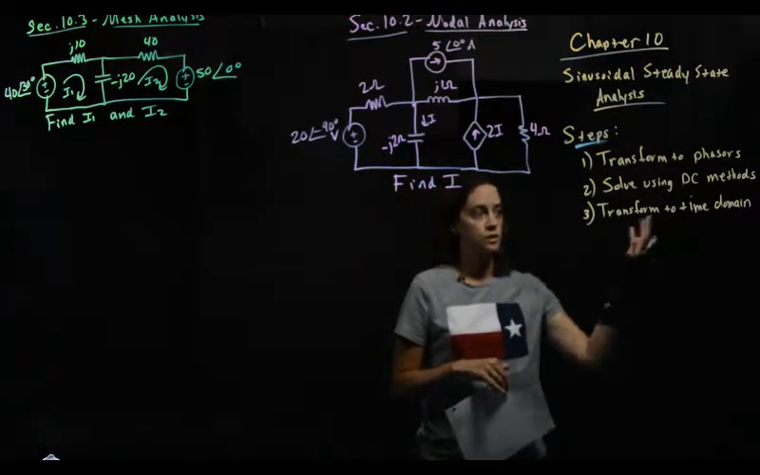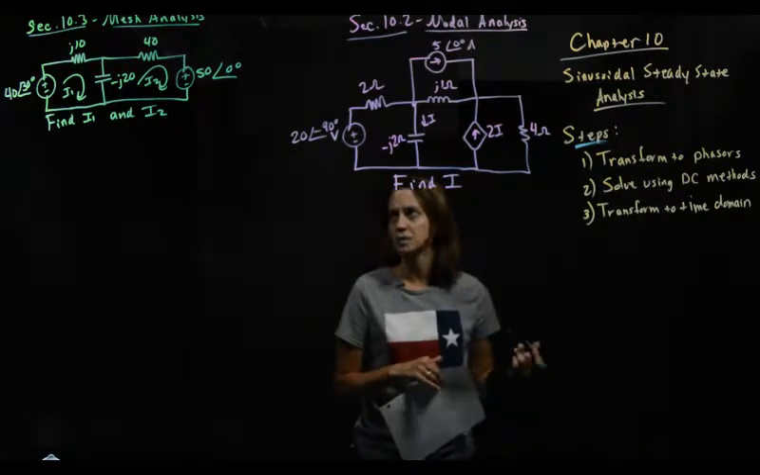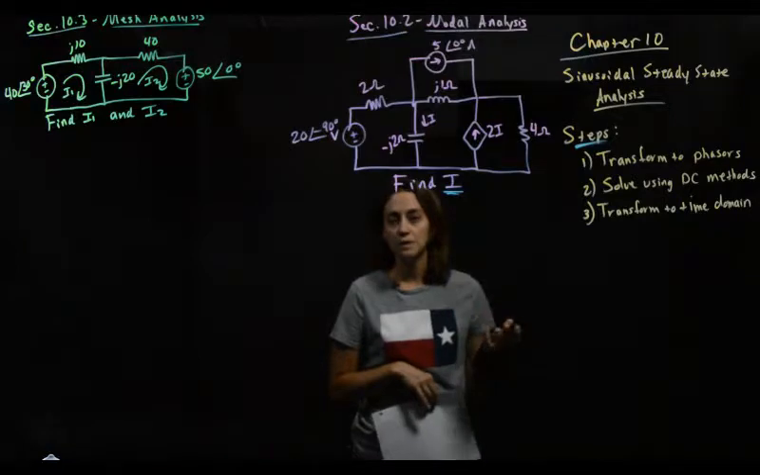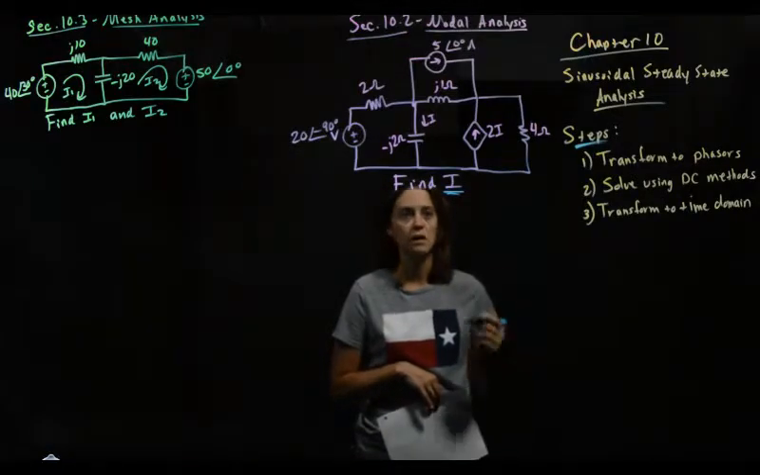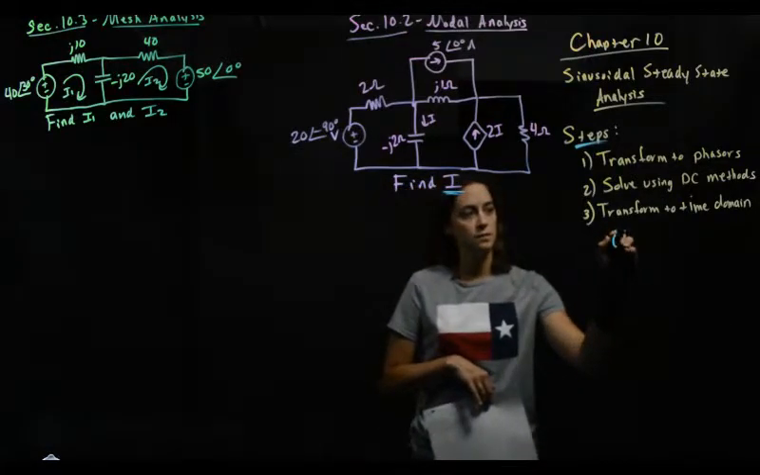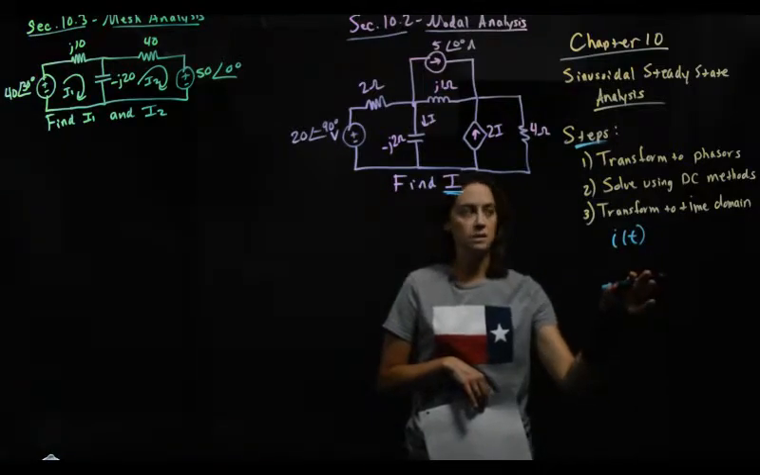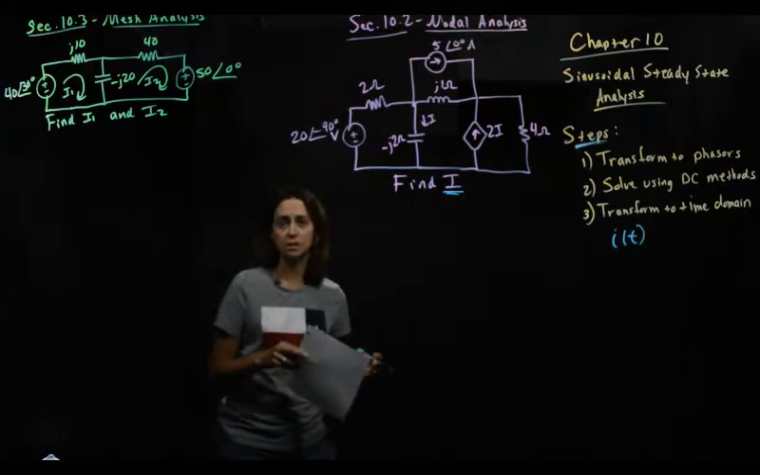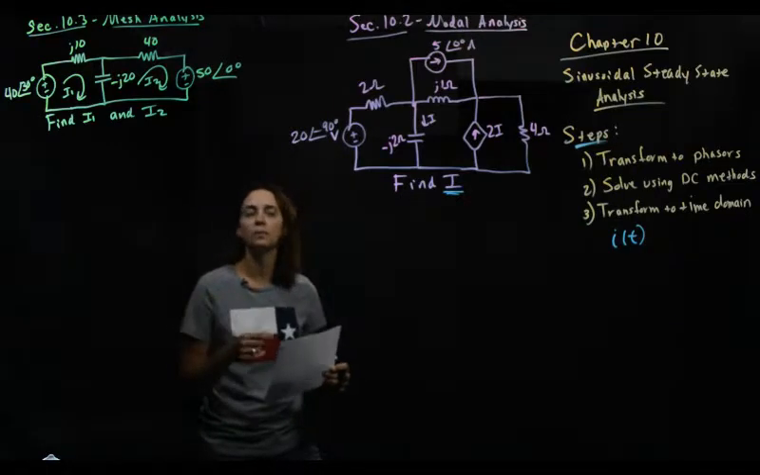Step 3 is transform it into the time domain if you're asked to. So for this one, you see it says find capital I. That means it wants it in phasor notation. If it said give me I of t, then it wants it in the time domain. So just pay attention to what they're asking you. So let's just dive into a couple examples.